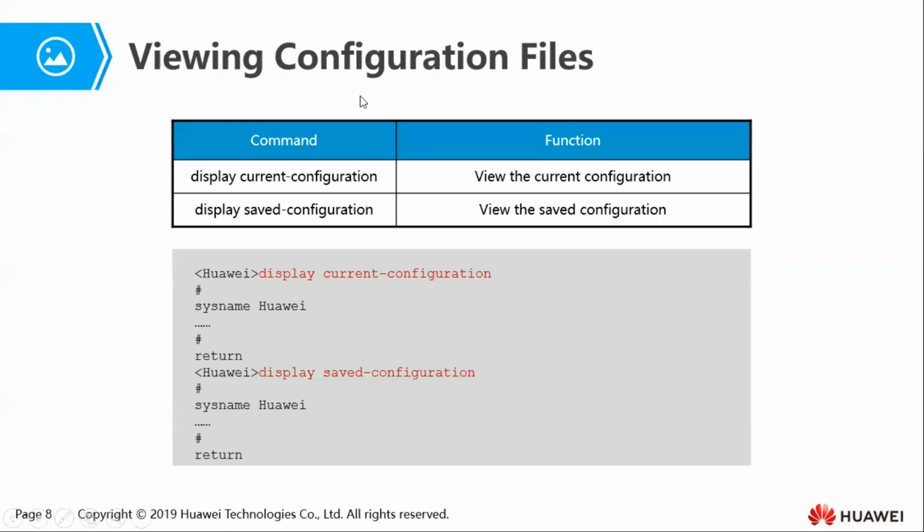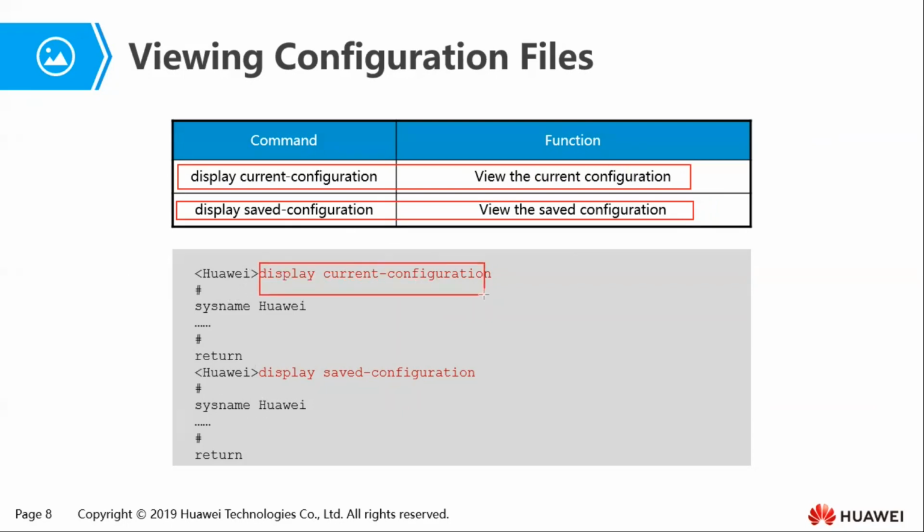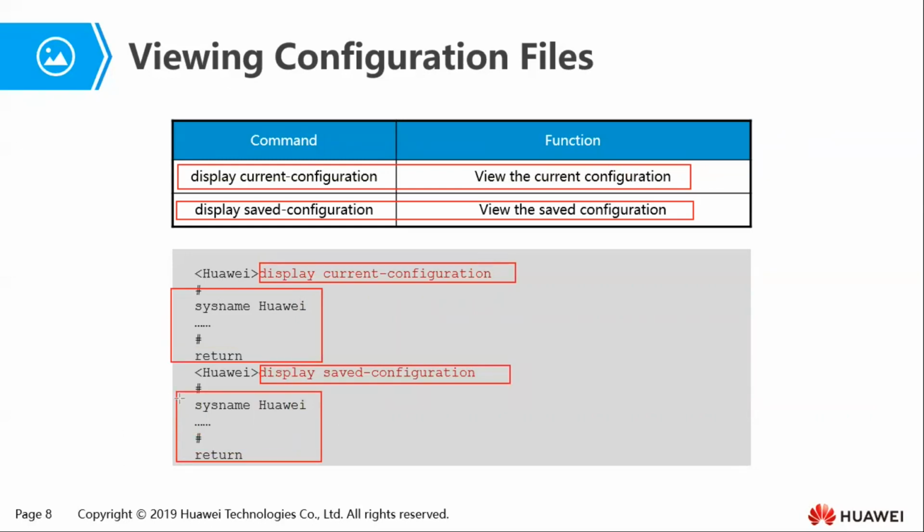So we have these two commands that can be used to check or display the current configuration. You can always use this command, display current configuration, and display saved configuration, to view the content of each of those files. So once you type on user view, display current configuration, you'll get all the contents of the current configuration file. If you do display saved configuration, you get all the contents of the saved configuration file.